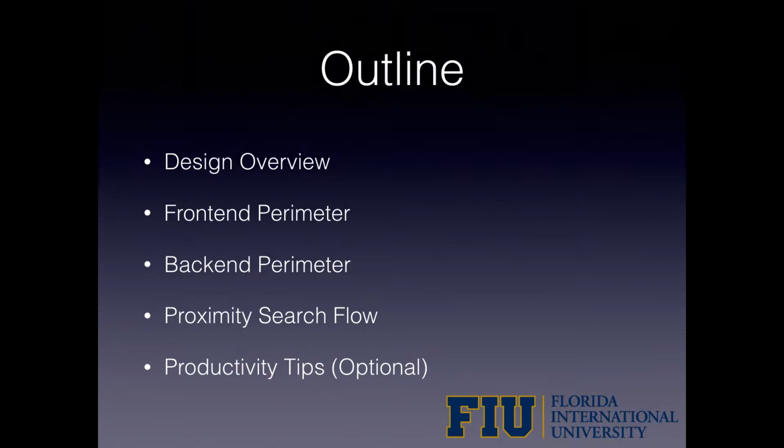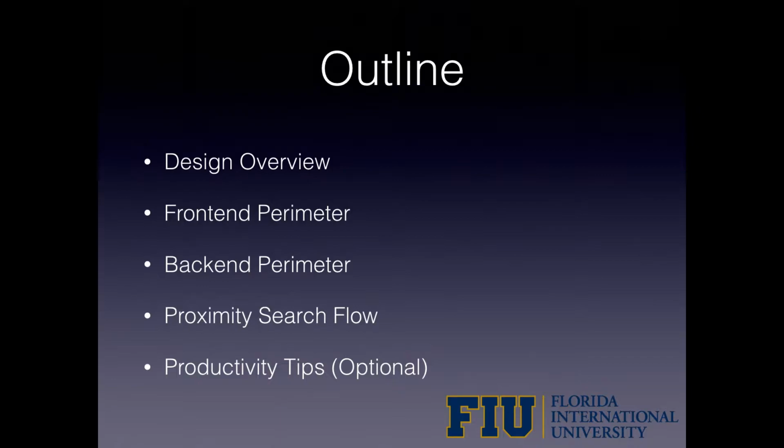So, an outline of the video. First, I'm going to discuss the design overview. I wanted to discuss the design of proximity search. After that, I'm going to discuss the front-end perimeter. A perimeter is simply a set of files that I have modified in the front end. The back-end perimeter is a set of files I have modified in the back end. Then I'm going to discuss the proximity search flow, which is how we connect all the files I discussed in the front end to all the files I discussed in the back end. How do they flow together orderly?